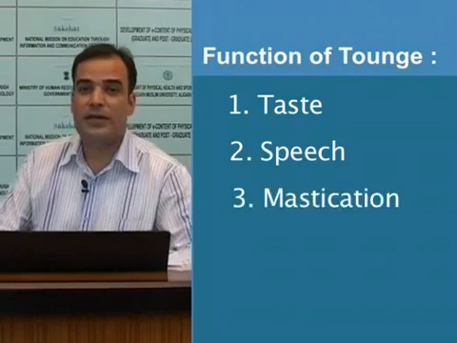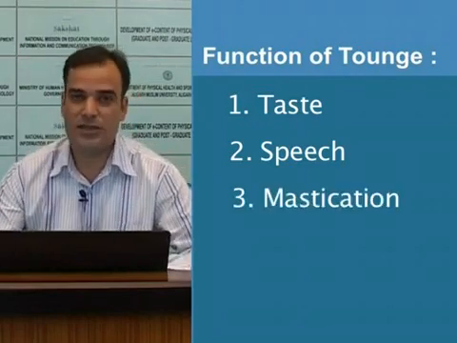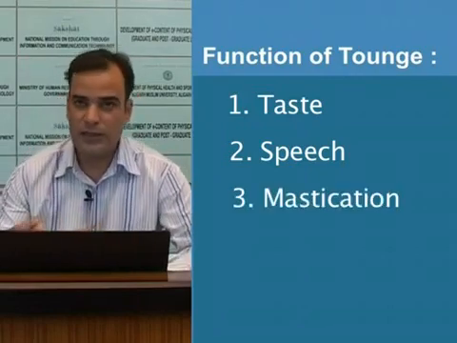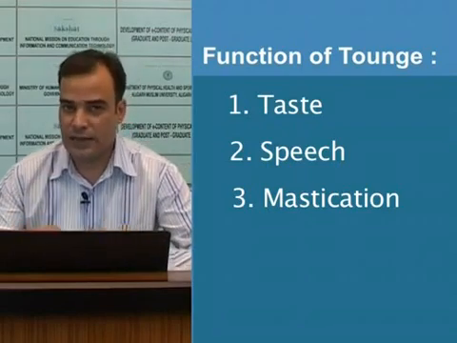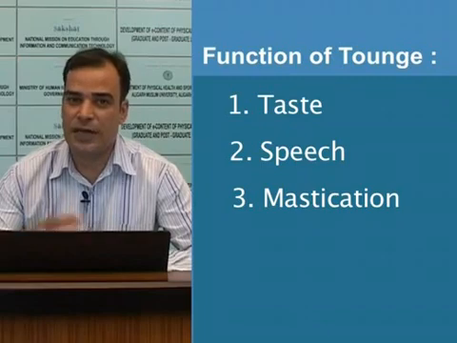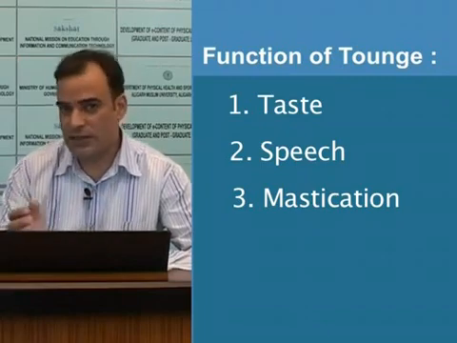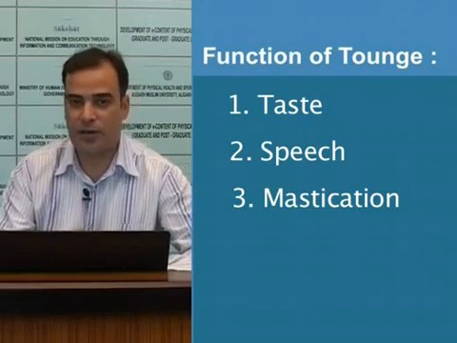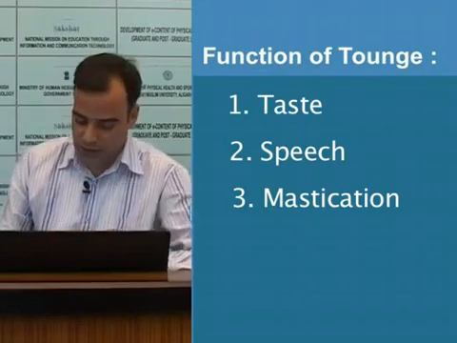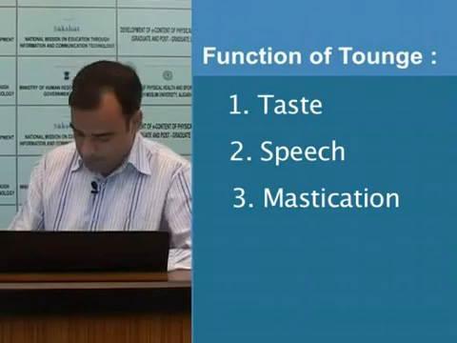The third function of the tongue is mastication. Mastication means chewing of the food. When we take the food and start chewing it in our mouth, the food is chewed by our teeth, but the tongue helps in chewing. It pushes the food always towards the teeth so that it can be properly chewed. The movement of the tongue is very important during chewing or mastication.